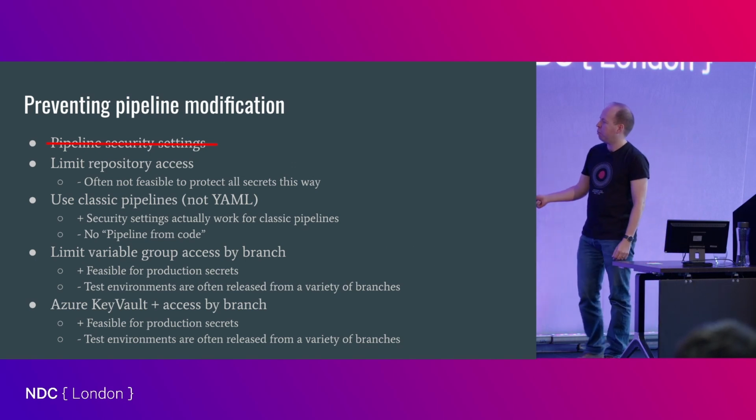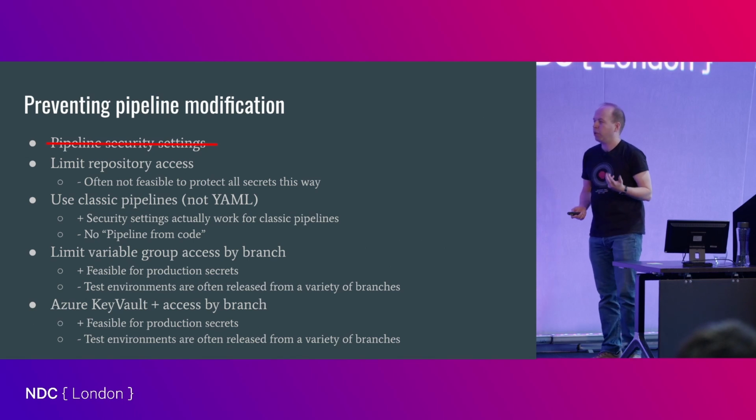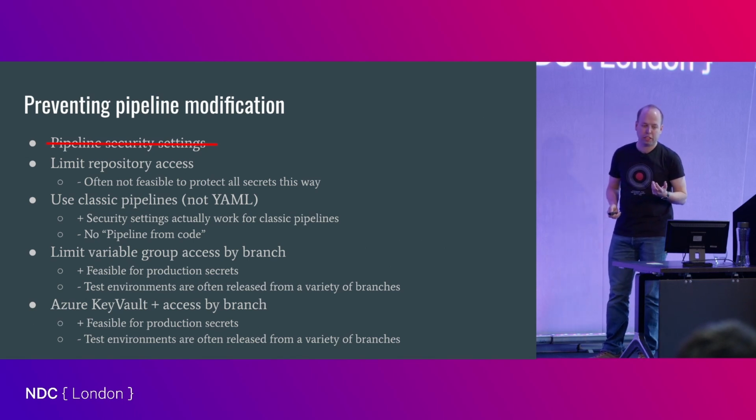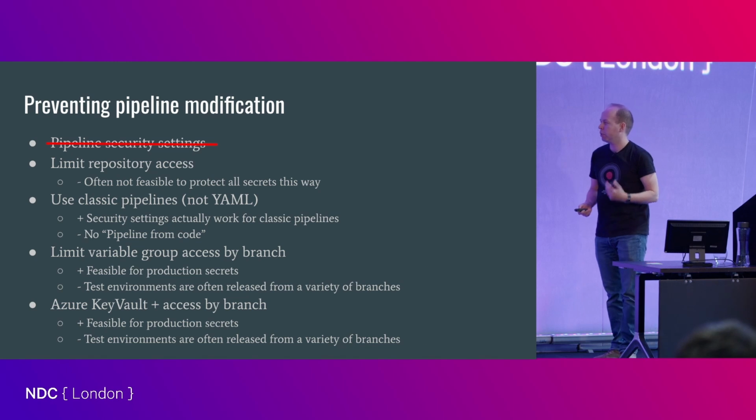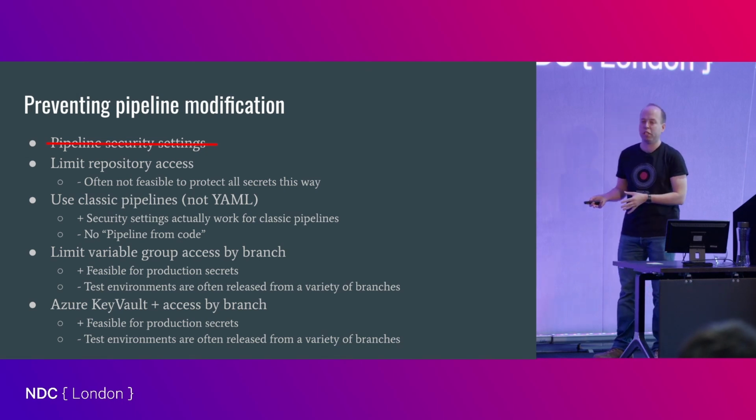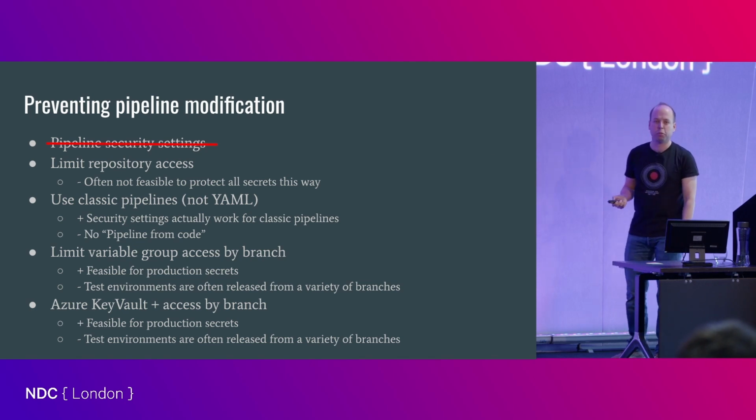This is getting a bit more interesting. It's possible to add checks and constraints on a variable group, meaning that it will only be accessible under certain conditions. It could be a manual authorization step whenever you use a production variable group, for instance, or we could limit it to a specific branch, like the master branch. In that case, the last scenario would not have been possible.